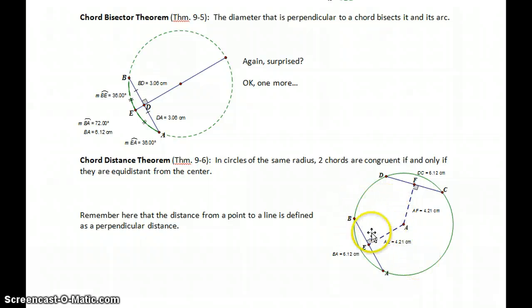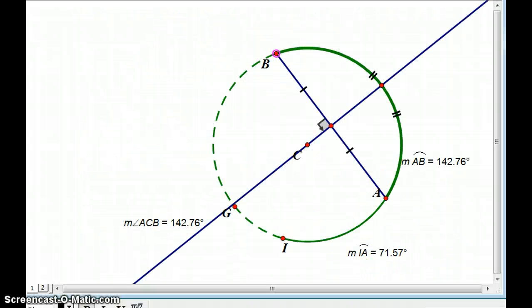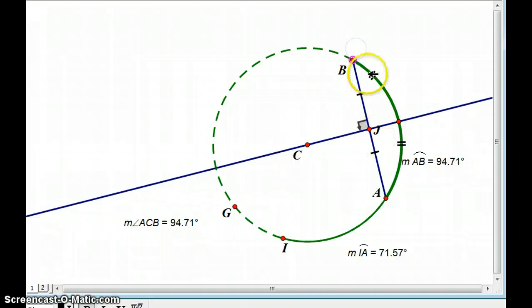If you have two chords that are congruent, they turn out to be the same distance from the center. Let's talk about that. If I look at the distance here from C to this point here, J, that is the distance really that this chord is from the center. The distance from this center point C, the center of the circle, to this chord is defined as this perpendicular distance. The farther away that moves, it sort of determines how big this arc is.